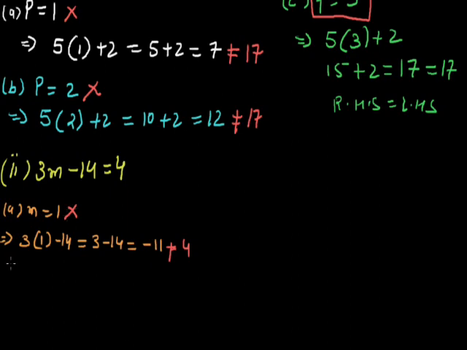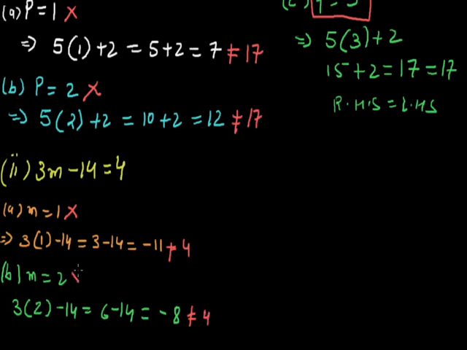Now let us put the next value. Let us try with another value, that is m is equal to 2. Now if we put m is equal to 2, it will be 3 into 2 minus 14, that will be equal to 6 minus 14, then the answer will be minus 8. Now again you can see that it is not equal to 4. So m is equal to 2 will not be the solution of the given equation.